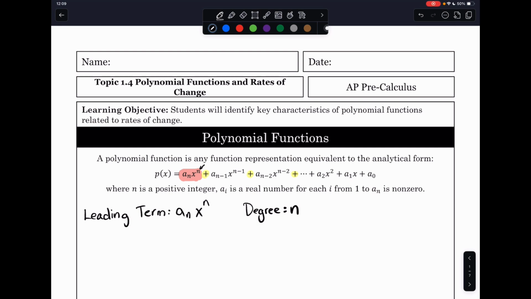The other reason that the leading term is so important is because it also identifies the leading coefficient, which I'll abbreviate coefficient to this. And again, we won't discuss why it's important, but right now just be able to classify it. And in this example, the leading coefficient, again, is that number that's being multiplied to the x, whatever number a sub n is supposed to represent.